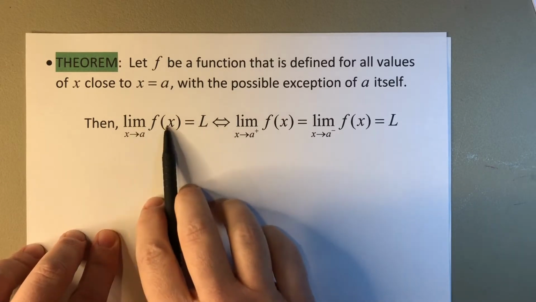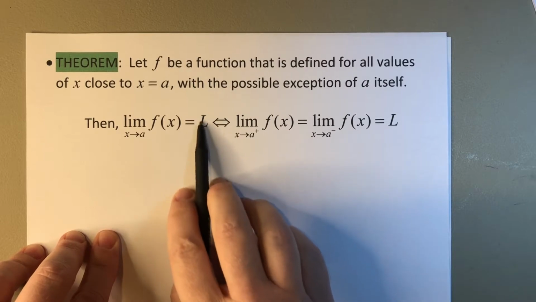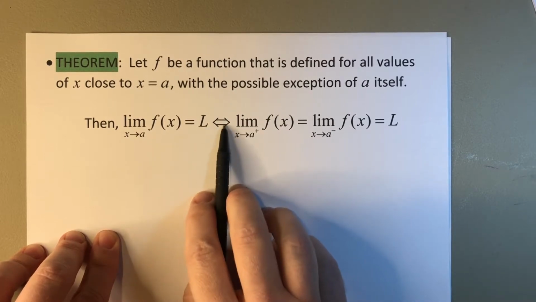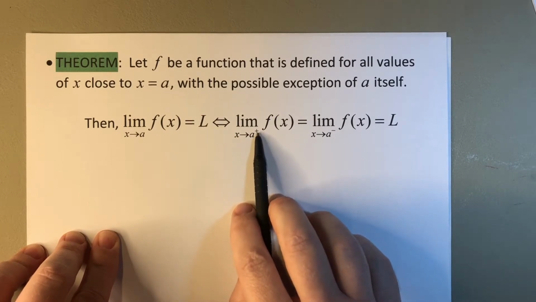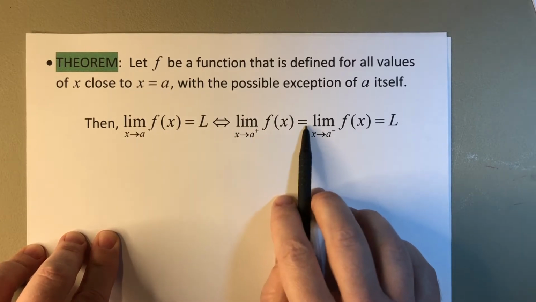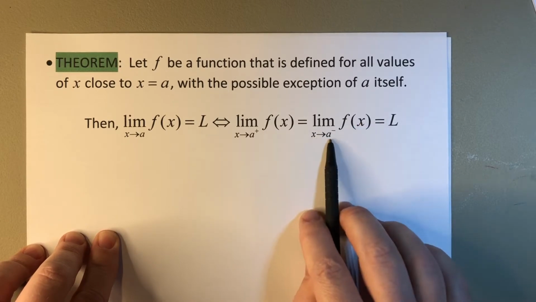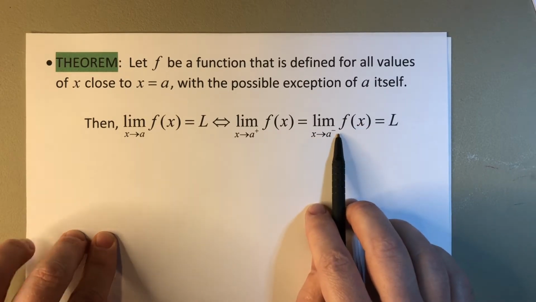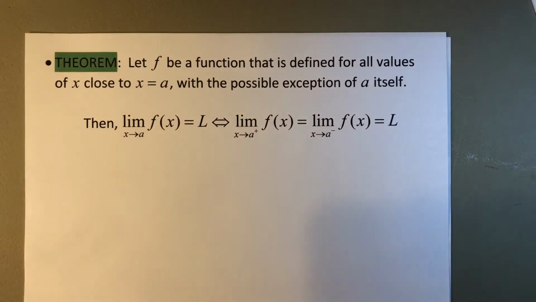Well, the limit of the function as x approaches a will exist and be equal to L if and only if the limit of the function as x approaches a from the right is exactly the same as the limit of the function f as x approaches a from the left. They must exist and be equal to the same value. So let's take a look at this theorem graphically.